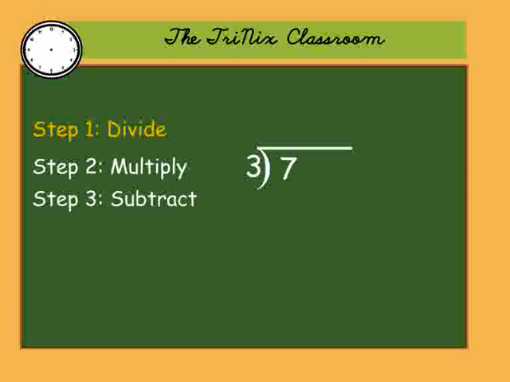In this long division problem, our dividend is 7 and our divisor is 3. We want to know how many groups of 3 we can get out of 7. We'll begin by gathering our 7 dots. 1, 2, 3, 4, 5, 6, 7.